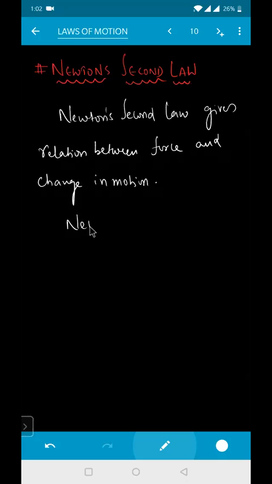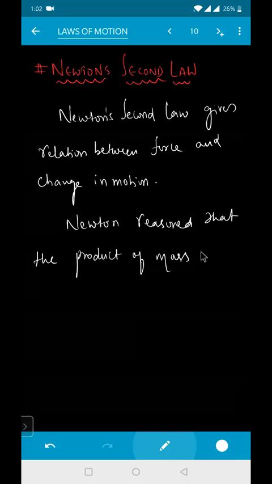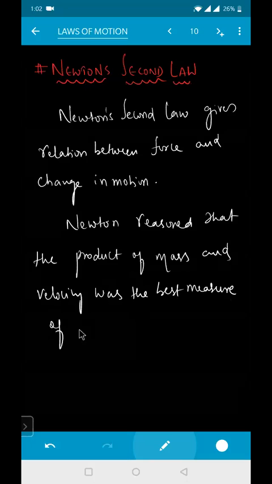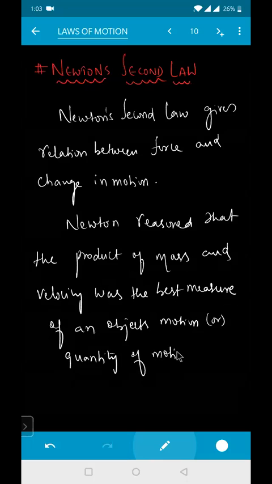Okay, so I can say here, Newton reasoned that the product of mass and velocity was the best measure of an object's motion, or I can say quantity of motion.